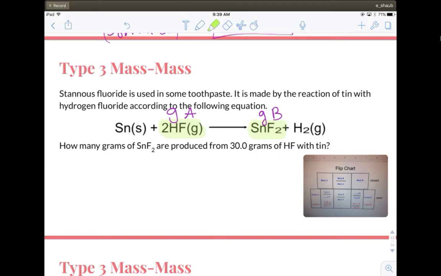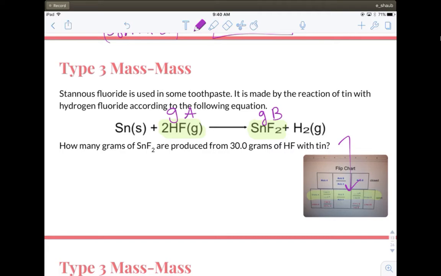Now, if I look at my flip chart, that means my flip chart is going to be completely open. What I've just highlighted down here are the number of steps I'm going to use. I'm going to start with grams and end with grams, which means I actually need the molar masses of both of these compounds.